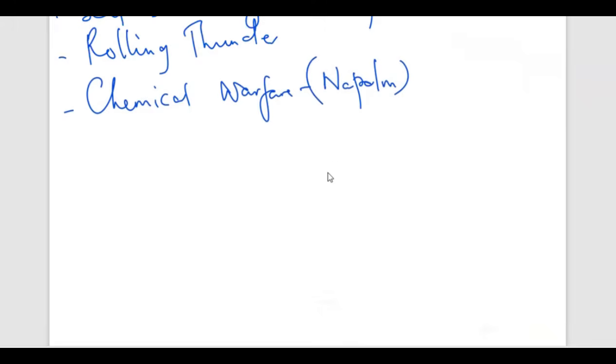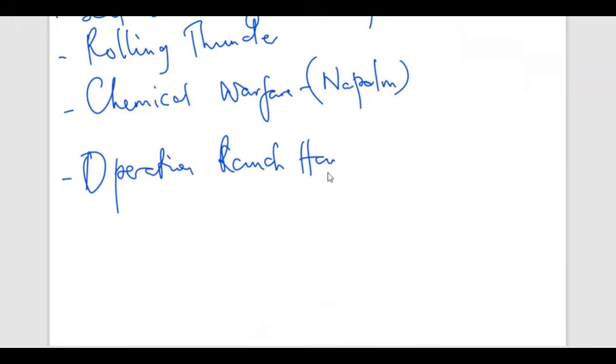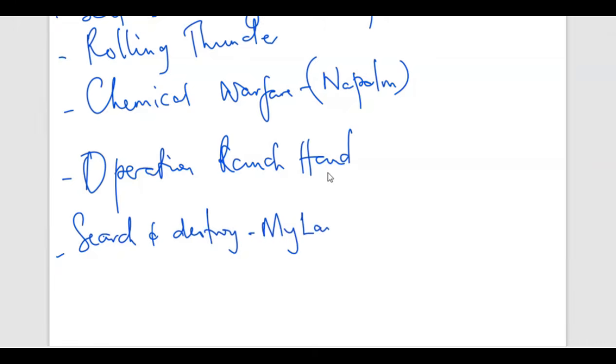They also introduced what was called Operation Ranch Hand. And then there was also Search and Destroy. And this led to the My Lai massacre.